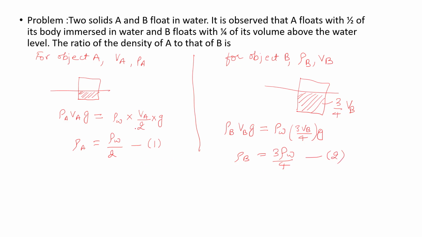Now we have to find out the ratio of the density of A with that of B. Therefore, I have to find out rho A by rho B. Now from equations 1 and 2, I see that rho A is equal to rho W by 2 and rho B is equal to 3 rho W by 4. So when I solve this, I get that this is equal to 4 by 6, or this is equal to 2 by 3. So this is my answer, that the ratio of densities of A to B is equal to 2 by 3.